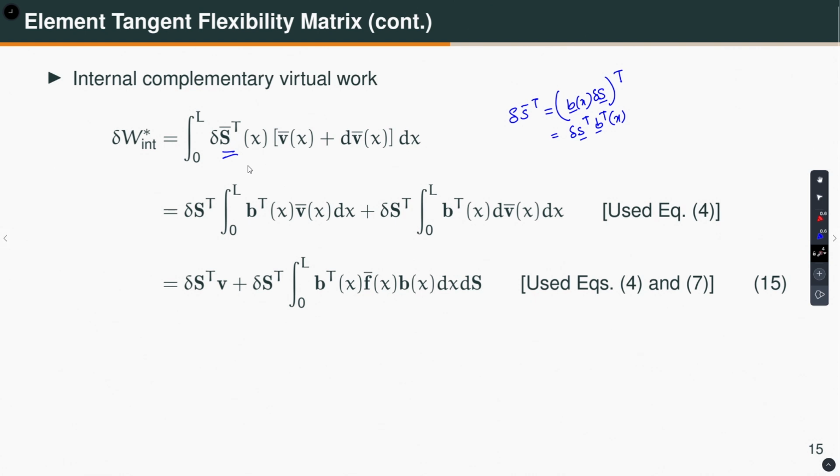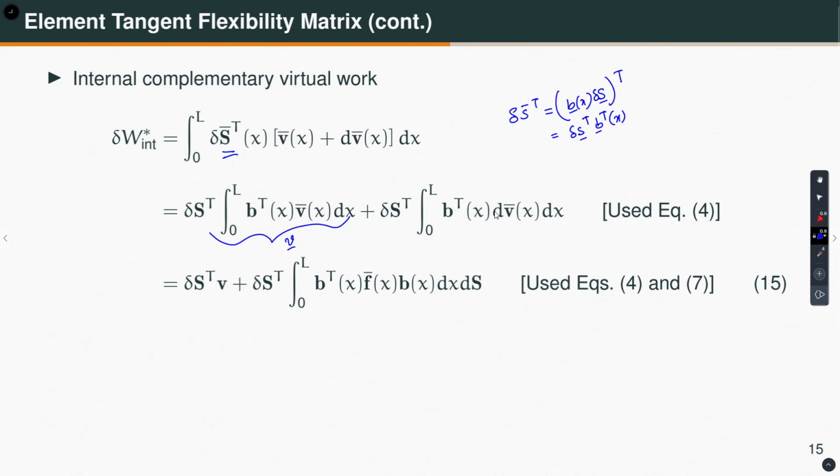Okay. Then this multiplied by that, I am doing the same thing and writing delta S transpose, integral 0 to L, B transpose x and dV bar x dx. Okay. Note that this quantity, what is this quantity? Integral 0 to L, B transpose x V bar x, we just now derived that this quantity is nothing but my element deformation vector V. Okay. Now, looking at this, what can we do?